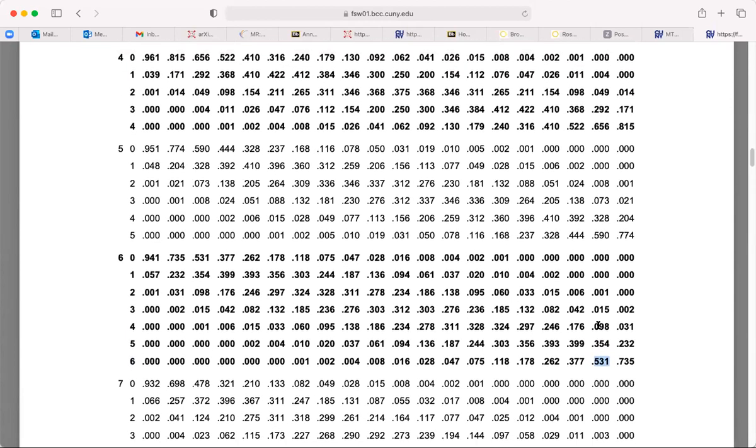So you get the answer just from the table. You don't have to compute the factorial or the entries R or whatever. Once you know your N, you know your R, you know your probability of success P, then you can just use this table to get the answer.